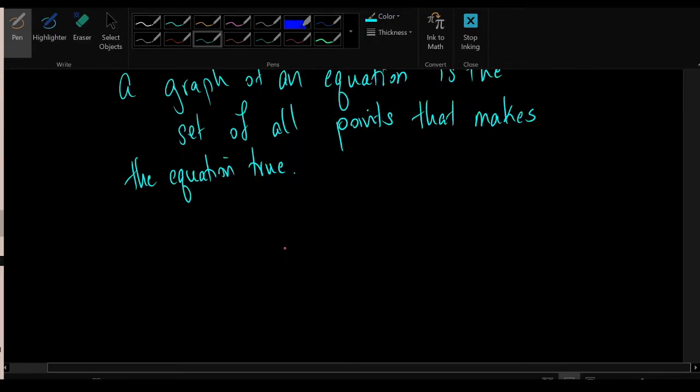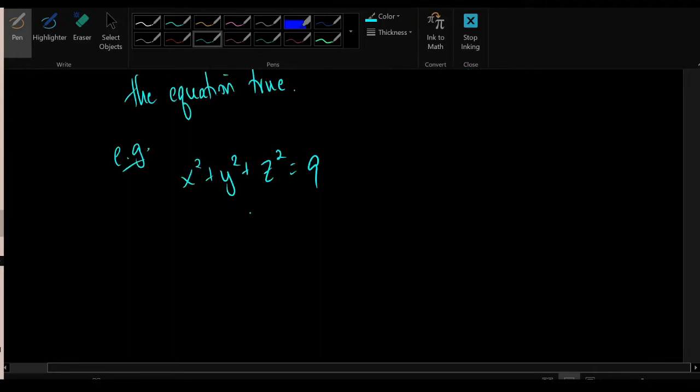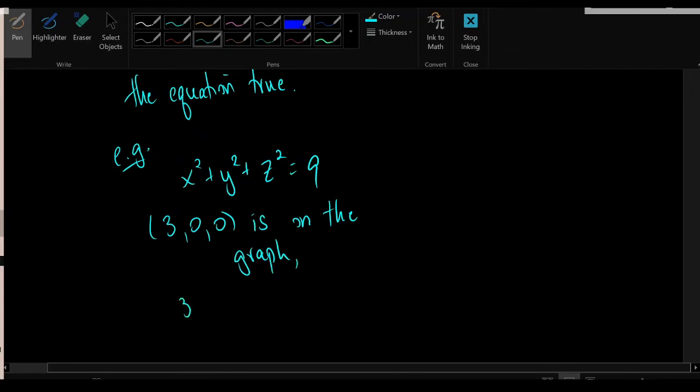For example, when we have the equation of a sphere, any point x, y, z on the graph had to satisfy the equation x squared plus y squared plus z squared equals 9 and be exactly 3 units away from the origin. So a point like 3, 0, 0 is on the graph because when we plug this point in, 3 squared plus 0 squared plus 0 squared equals 9 is a true statement.